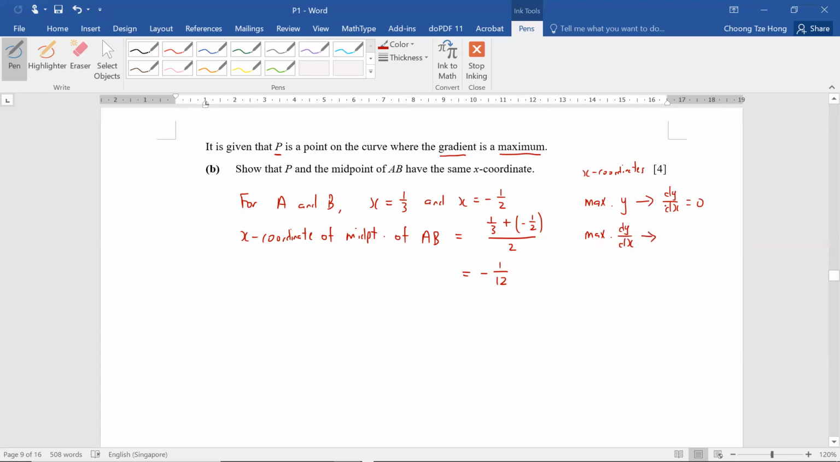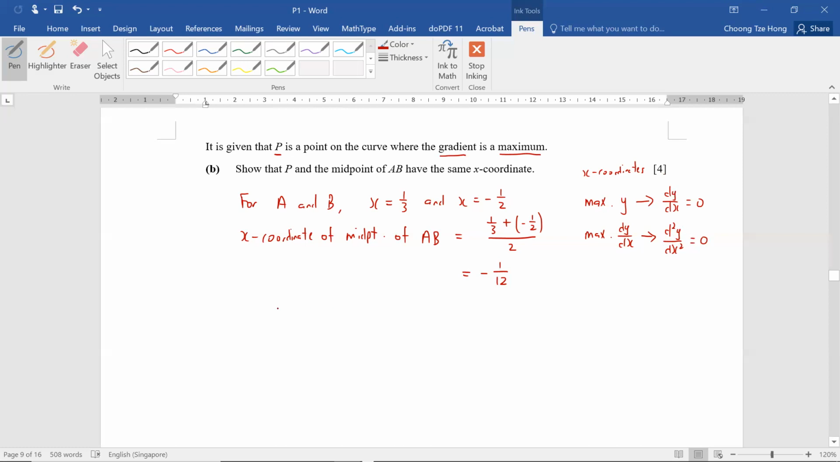Okay, so now we will go one step further. When we want to find the x coordinate when y is maximum, we do dy/dx equals 0. Now we want to find the x coordinate when dy/dx is maximum, so we go one step further. We will set d2y/dx squared to be 0. So we're going to find d2y/dx squared, and then set it to 0.